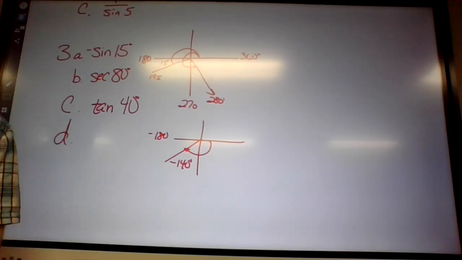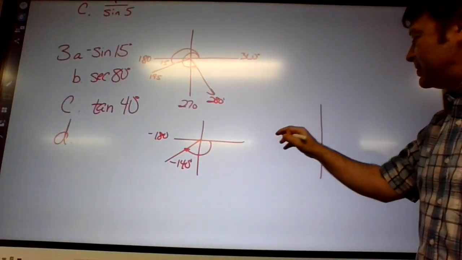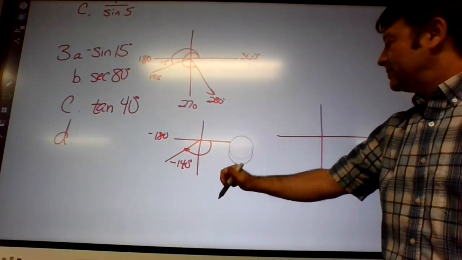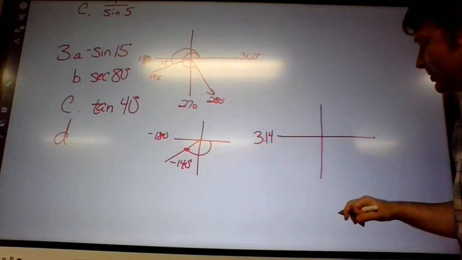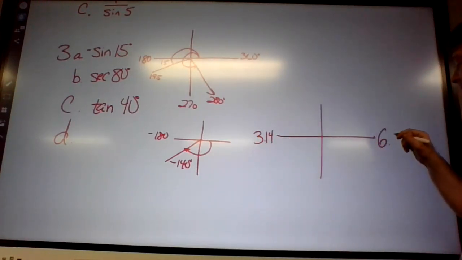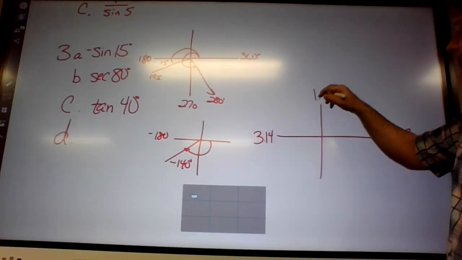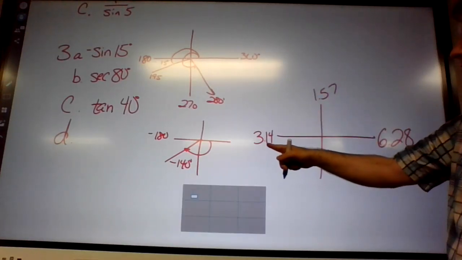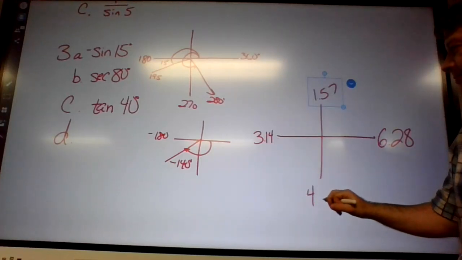D is secant of 2. Okay, this is ramping up the difficulty, because I don't like radians. So pi radians is 3.14 radians. 2 pi radians is 6.28. Half a pi is 1.57, half of this. Then 1.5 pi is like these two added together.